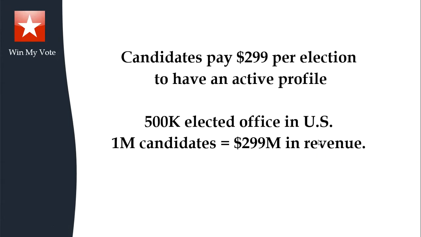So the business model is real simple. Candidates pay on average $2.99 per election per year to have an active profile. So it's sort of just like online dating or the freemium models for LinkedIn and other professional profiles. The numbers are about 500,000, a little more than that, elected offices in the U.S. There's about 1 million candidates. We think there's going to be a lot more people running for office in 2020. And with a platform like this, we can see that number go way, way up.